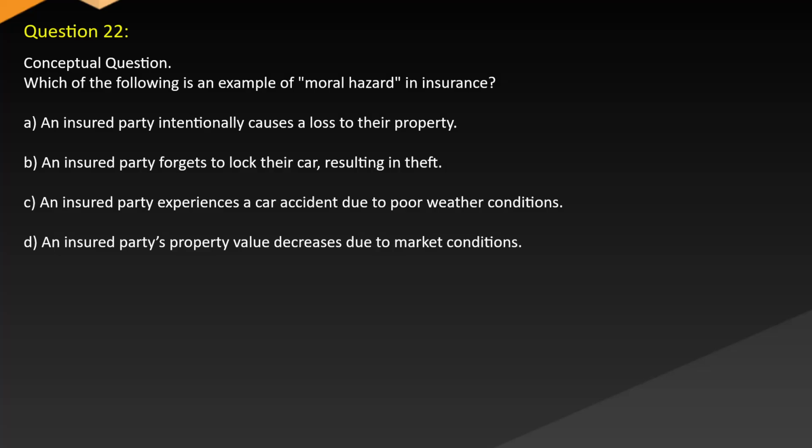Question 22. Conceptual question. Which of the following is an example of a moral hazard in insurance? A. An insured party intentionally causes a loss to their property. B. An insured party forgets to lock their car, resulting in theft. C. An insured party experiences a car accident due to poor weather conditions. D. An insured party's property value decreases due to market conditions.